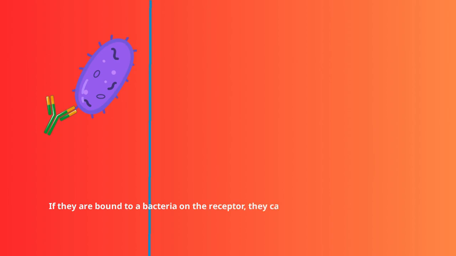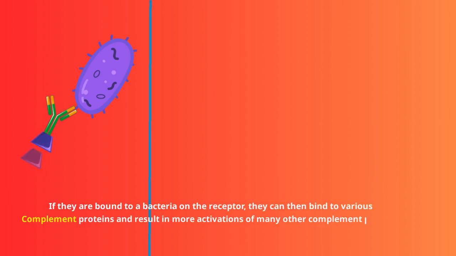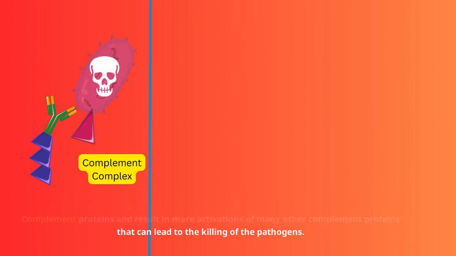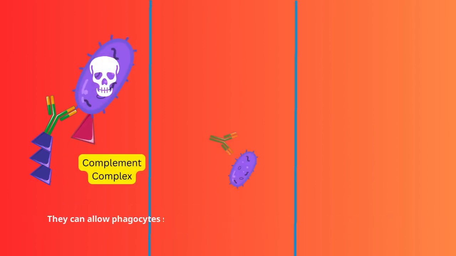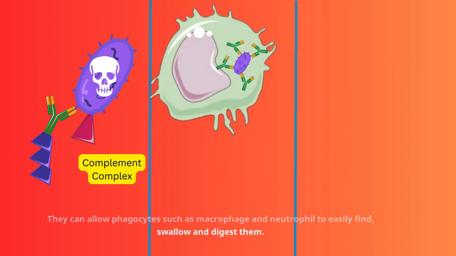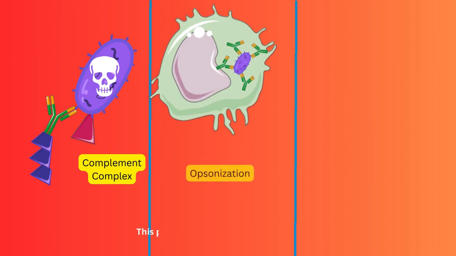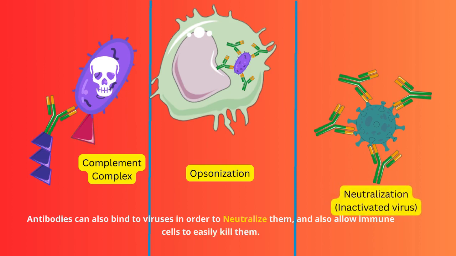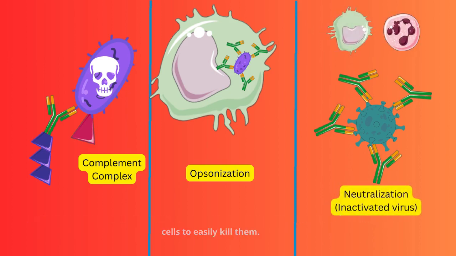Antibodies are 5 types of proteins that have 3 main activities. If they are bound to a bacteria on the receptor, they can then bind to various complement proteins and result in more activations of many other complement proteins that can lead to the killing of the pathogens. They can allow phagocytes such as macrophage and neutrophil to easily find, swallow and digest them. This process is called opsonization. Antibodies can also bind to viruses in order to neutralize them, and also allow immune cells to easily kill them.